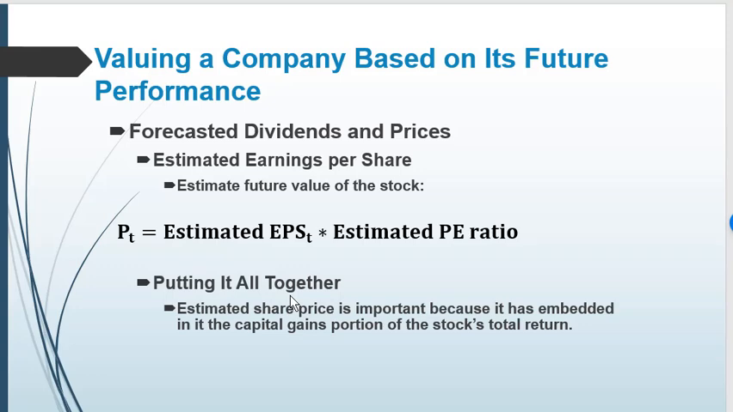So ultimately, the price, the ending price, is the estimated earnings per share multiplied by the estimated PE ratio. So we need this estimated price because obviously it pulls everything together, right? It is our vision of what we think will happen to the price. What is the company's value moving forward?